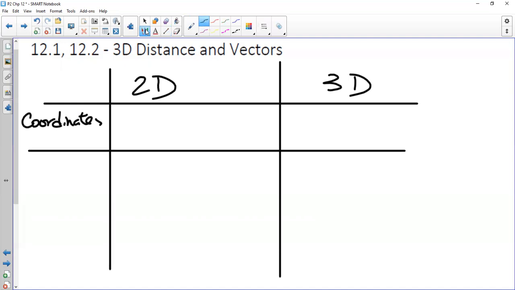In 2D, the coordinates, needless for me to say, are x, y. For 3D, alphabetically, x, y, and then z.